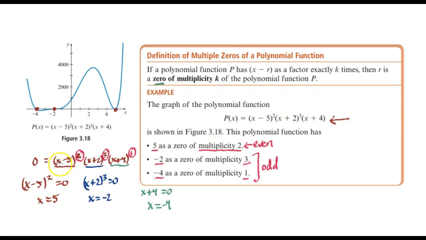Thinking of it algebraically down here, looking at the actual function, and then looking at it graphically up here, you should now understand the idea of zeros and the multiplicity of your zeros, and how to look at each of those.